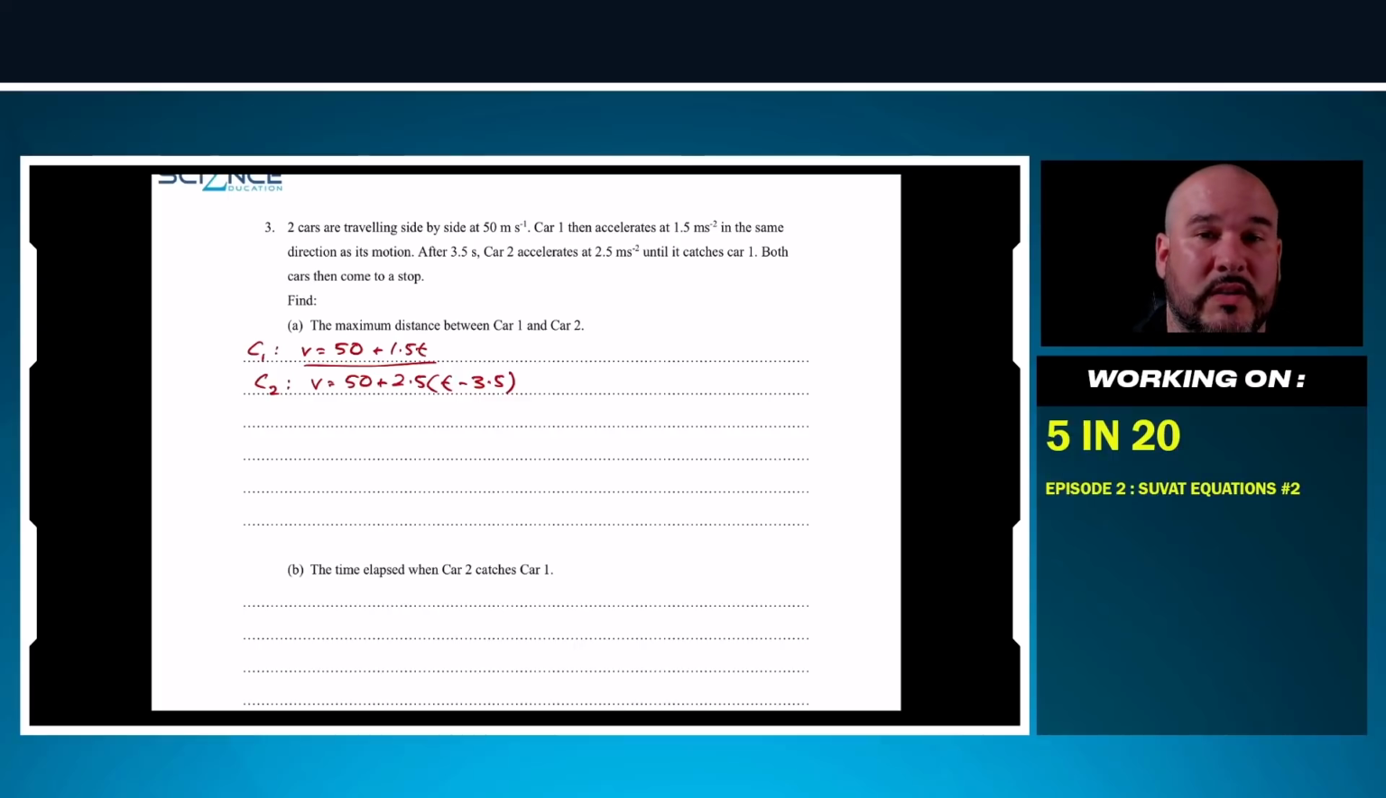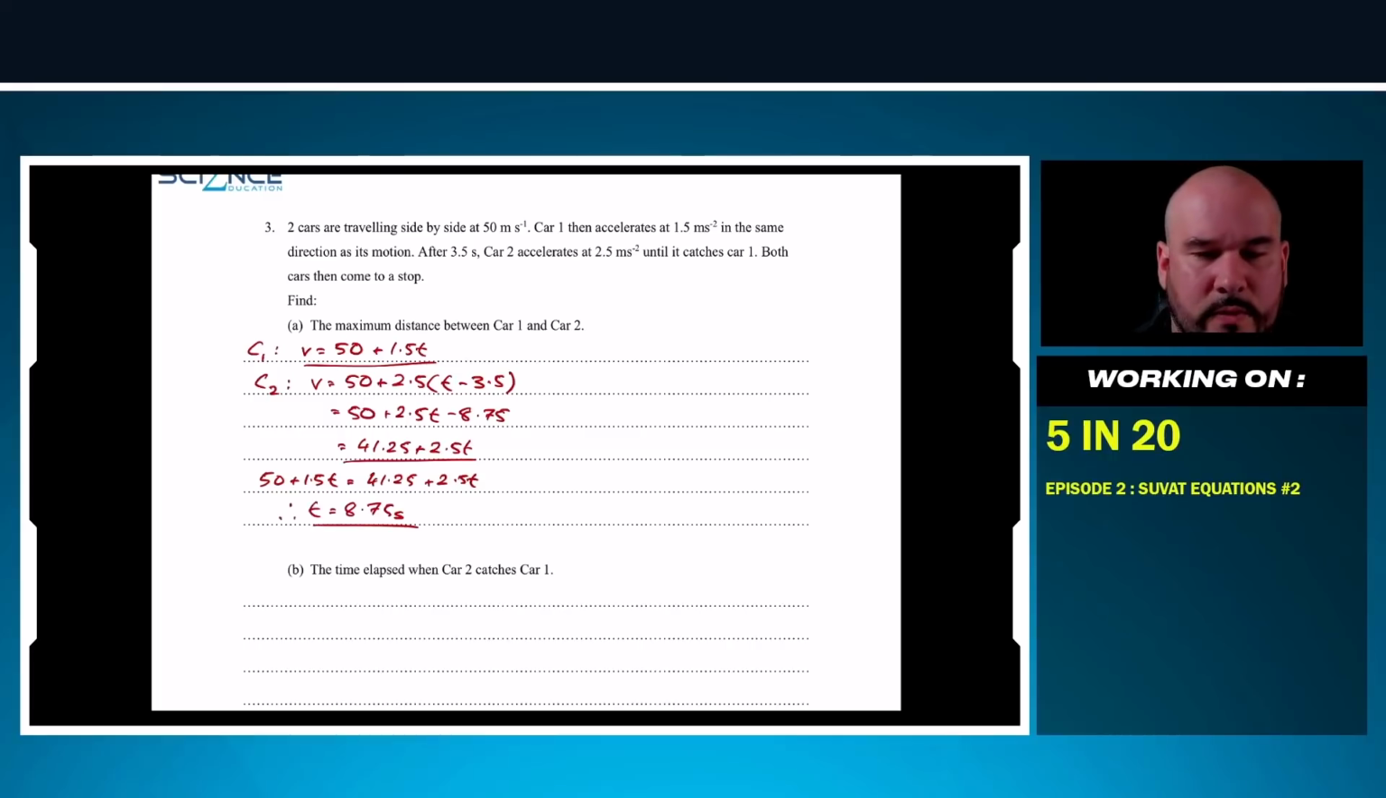So car 1 accelerates straight away. Car 2 accelerates 3.5 seconds later, so therefore its value of t is t minus 3.5. All right, cool. So we then just need to simplify that out. We get 50 plus 2.5t minus 8.75, or 41.25 plus 2.5t. And then we're going to say that they must be the same.